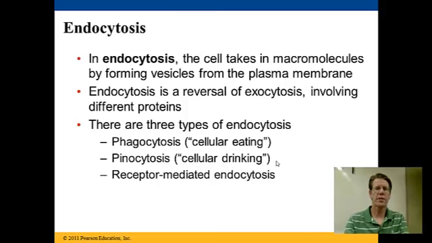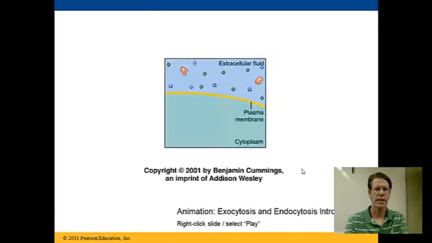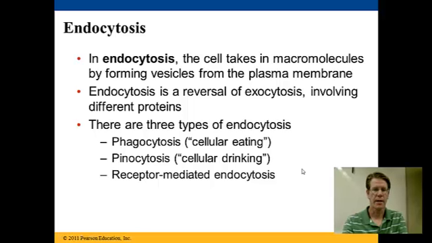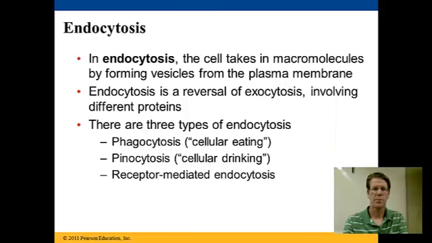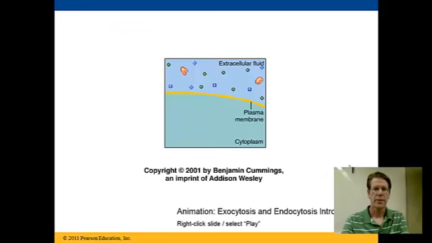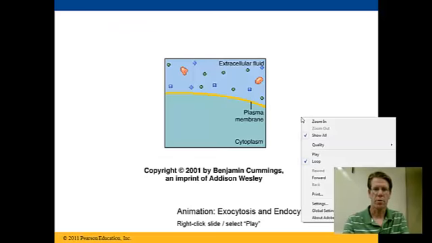And there are three different types of endocytosis. We have phagocytosis, which is basically what you'd find in white blood cells. Pinocytosis would be the movement of liquids in, and receptor-mediated endocytosis, which we'll talk about in a little bit. So cellular eating, cellular drinking, and receptor-mediated. Here is the animation for exo and endo.